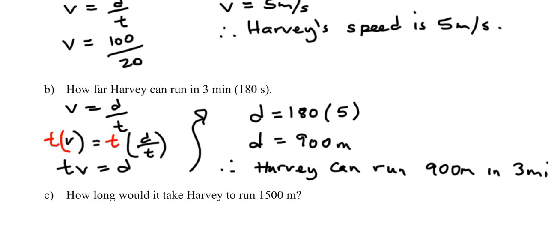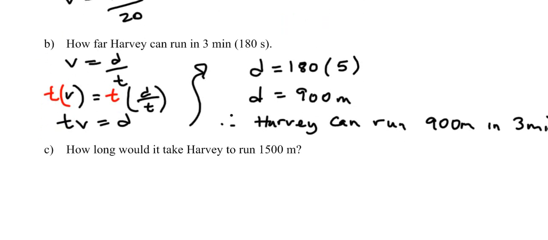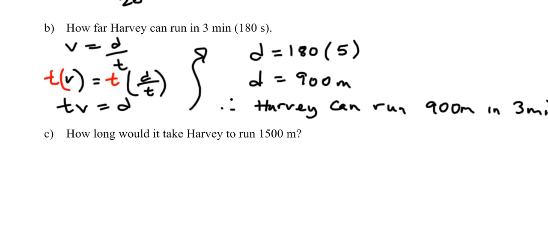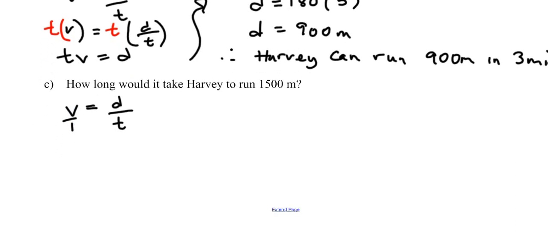Okay, so how long would it take Harvey to run 1,500 meters? Well, how long is your T? So if we still had the formula V equals D over T, then how long would it be? All right, this one's tricky. We have to get T by itself. The way you're going to do that is by cross multiplying. So we're going to write V over 1 so that we have fractions on both sides.